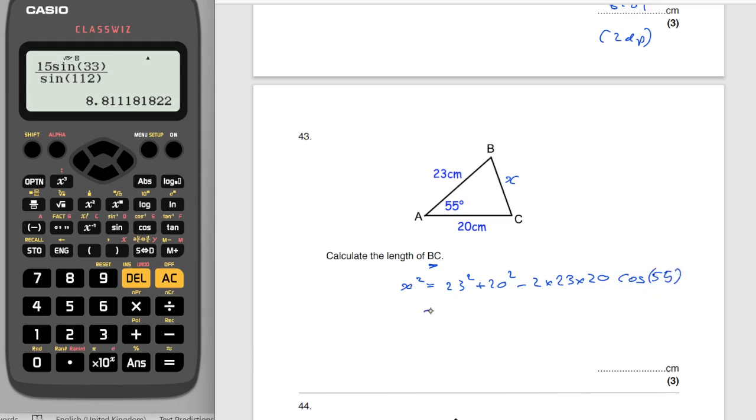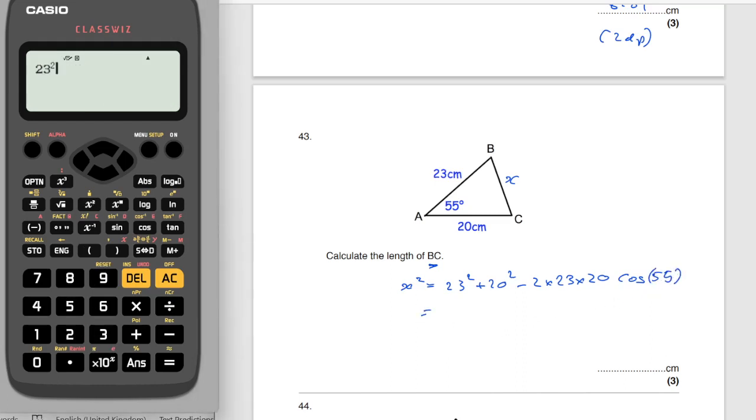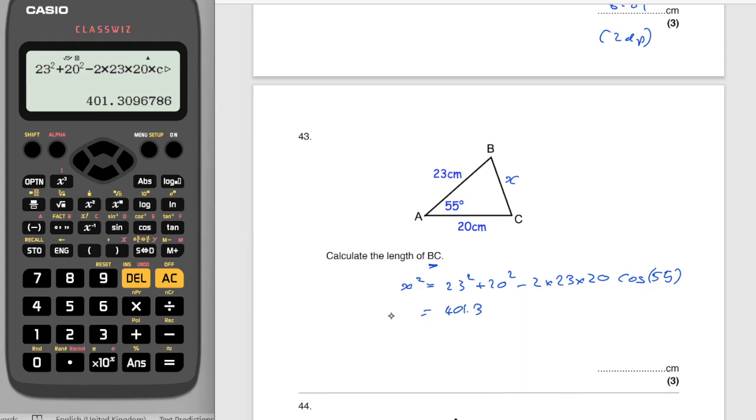And it's just a case of typing that into my calculator. So 23 squared plus 20 squared minus 2 times by 23 times by 20 times by cos of the angle, so cos 55, and provided I've not made any mistakes in typing that in, which I have, there we go, minus, I missed out my 2. Provided I've not made any mistakes, x squared is 401.309... to show I haven't rounded.